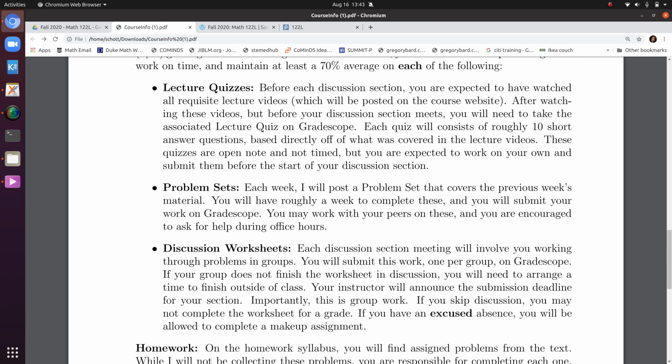So again, with effort, there should not be a reason for the problem sets to be graded in a low way, because you'll have lots of places that you can ask for help. Again, the earlier you start those, the easier it is going to be to complete those and get help. And the final category here is discussion worksheets. Each discussion section, you're going to notice that I've crafted a worksheet that you can access on my website.